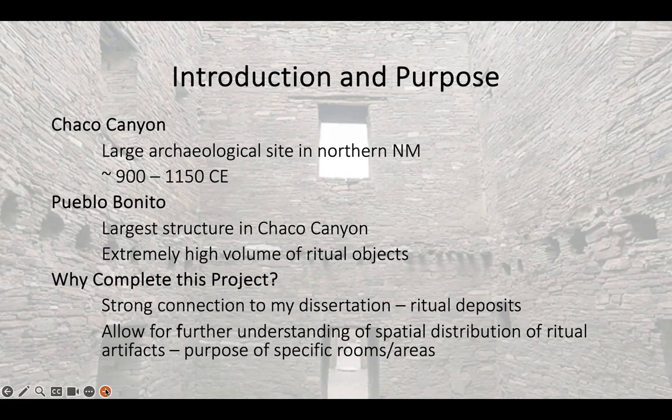This topic has a really strong connection to my dissertation topic, which will look at ritual deposits throughout the Southwest. And through this project, it will allow me to further understand the spatial distribution of those objects. And I should hopefully be able to take this project and then apply it to future work as well.